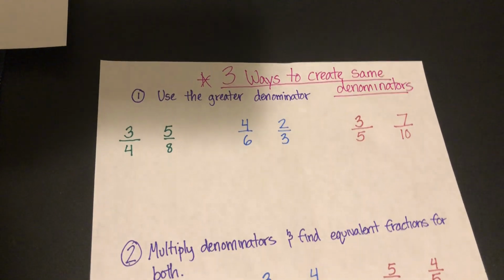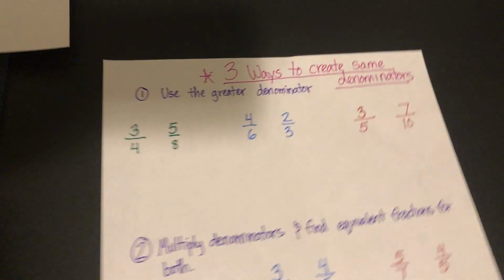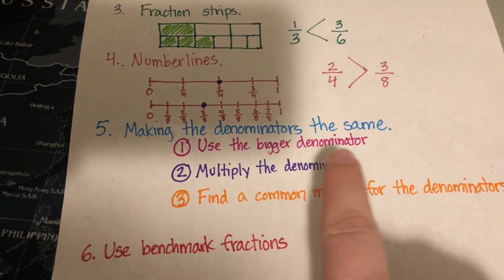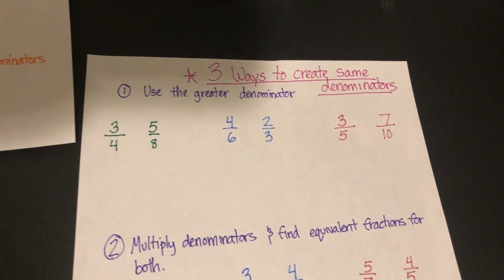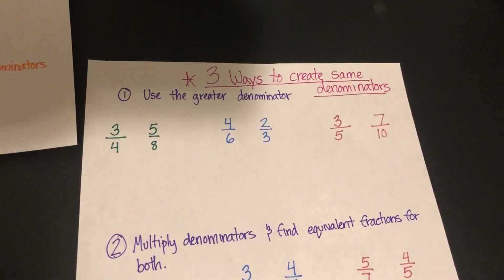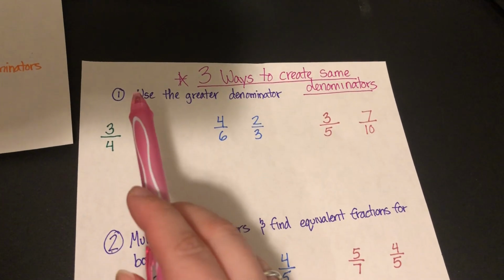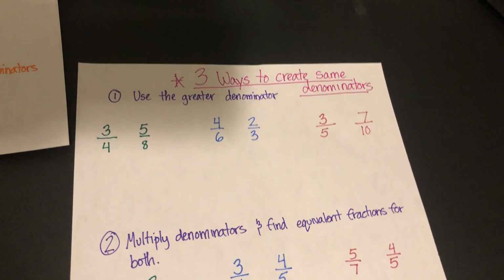All right, this is the second video, and we're focusing on number 5, making the denominators the same. We have 3 ways to do that. Now I'm going to focus on rule number 1, and we're going to do 3 different problems with rule number 1. It says for rule number 1 to use the greater denominator.